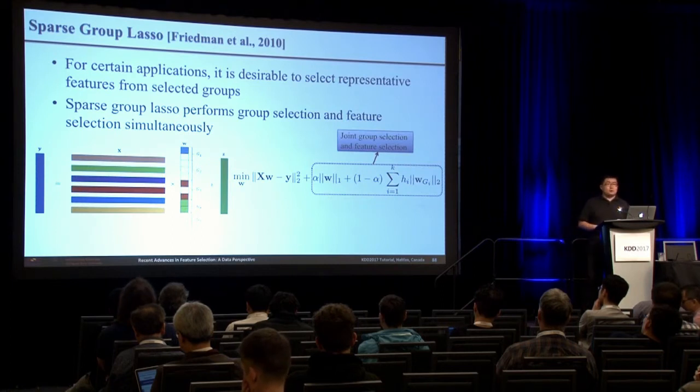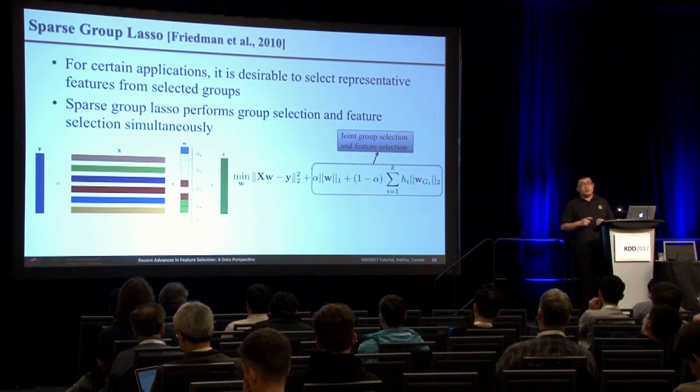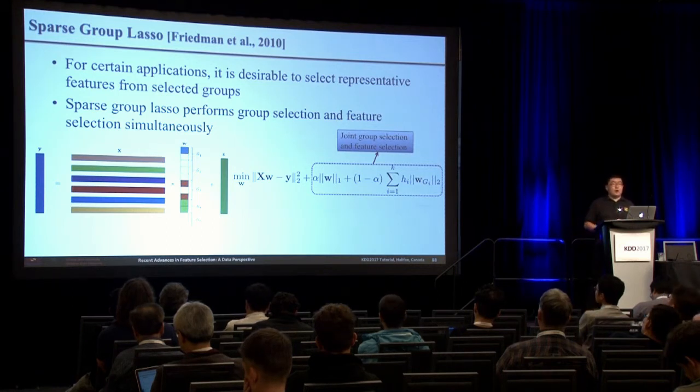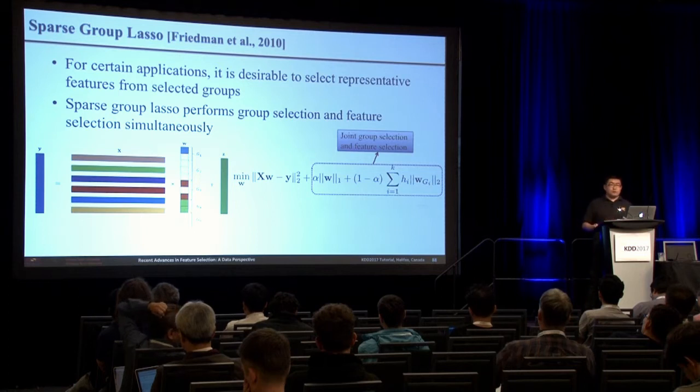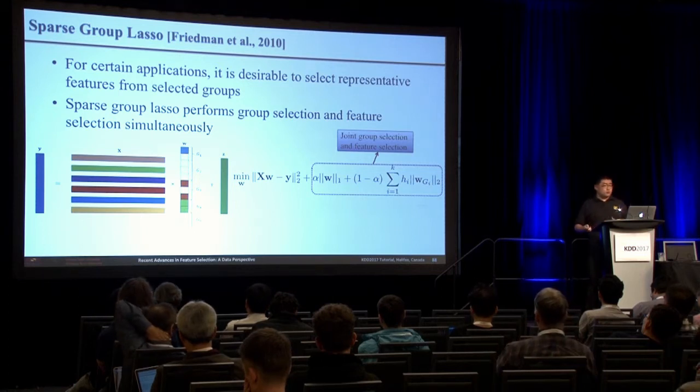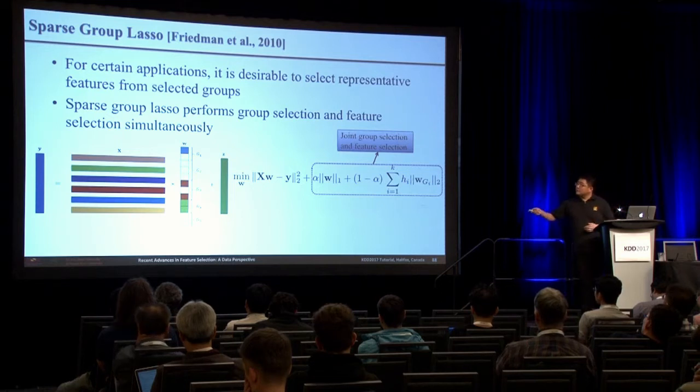And for the group lasso, we try to select a small number of groups. Once a group is selected, all the features in that group will be used for the model construction. However, in many real-world scenarios, it is also desirable to find representative features from the selected group. So here we have the sparse group lasso.